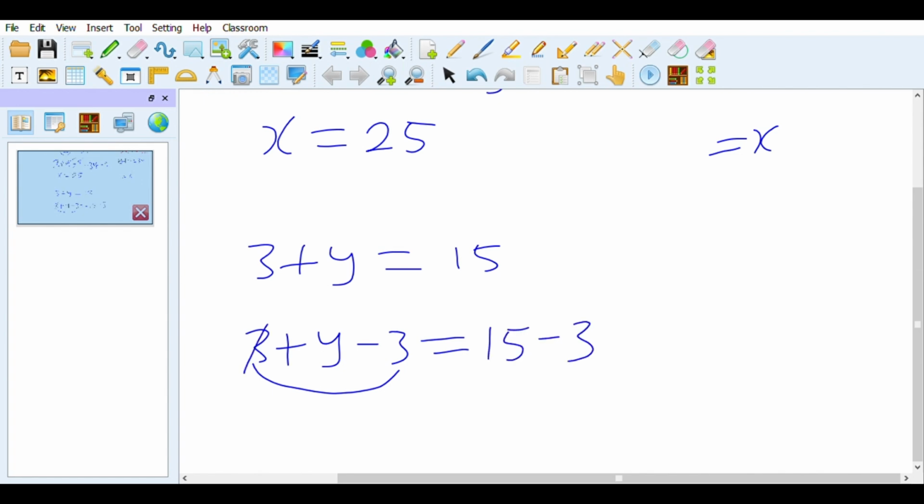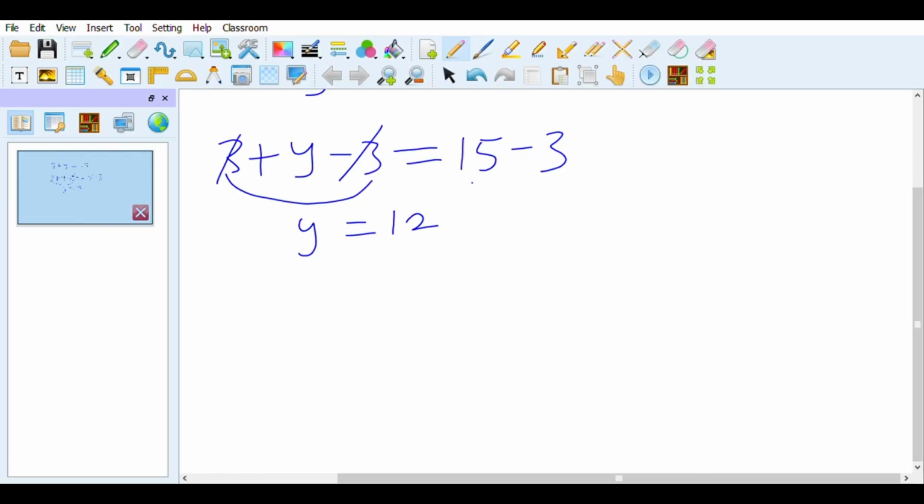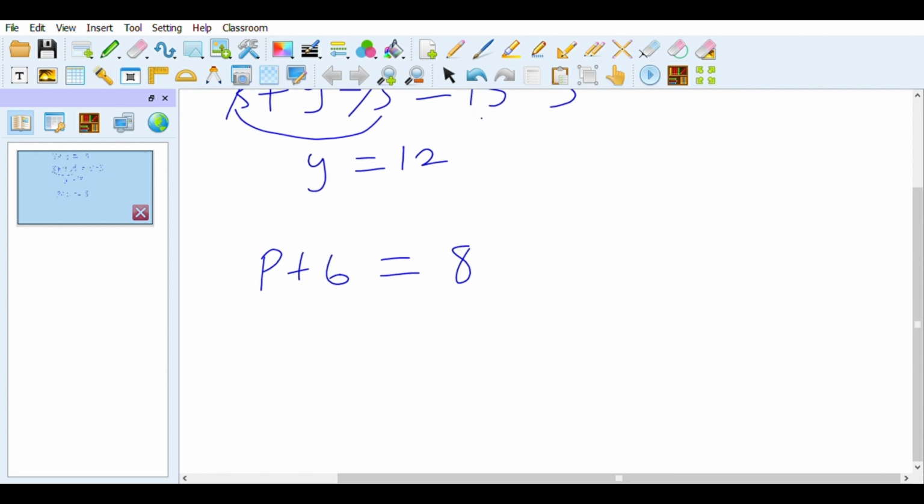So 3 minus 3 is 0. We have y is equal to 15 minus 3. That gives us 12. Let's try the next example. In the next example, we have p plus 6 is equal to 8. P plus 6 is equal to 8.